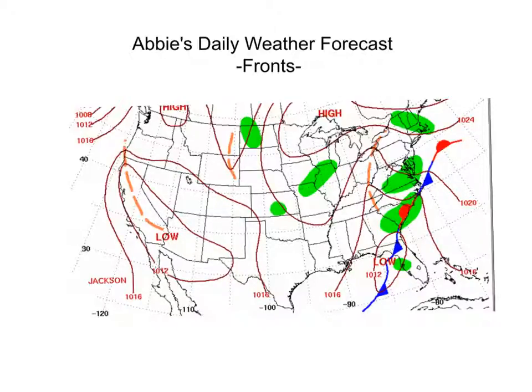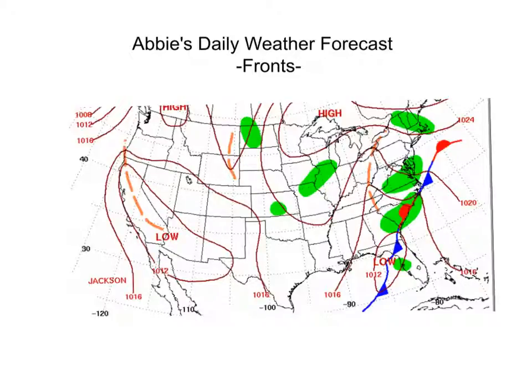A stationary front forms when a warm air mass and a cold air mass meet, and neither has the force to move the other. This can cause clouds and fog. Lastly, an occluded front forms when warm air gets caught between two cold air masses and rises. This can cause temperatures to drop and high wind speeds.